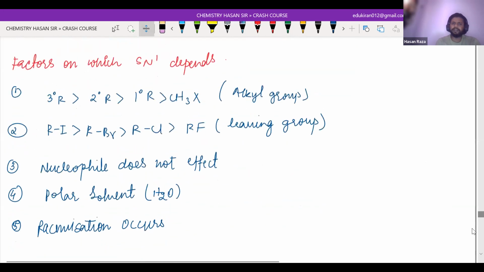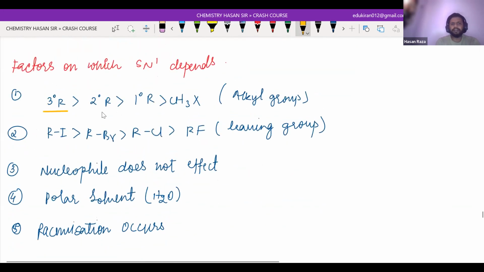Then factors affecting SN1, you can see 3 degree, 2 degree, 1 degree, CH3X, and RI, RBr, RCl for the leaving group. The nucleophile does not affect it. And it will also be favorable in polar solvent. Polar solvent. Okay. And racemization.